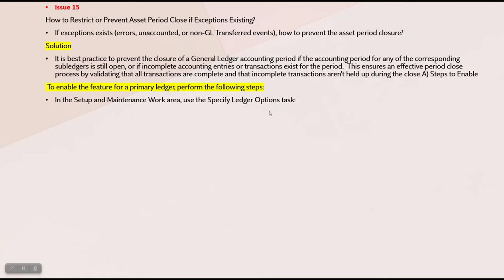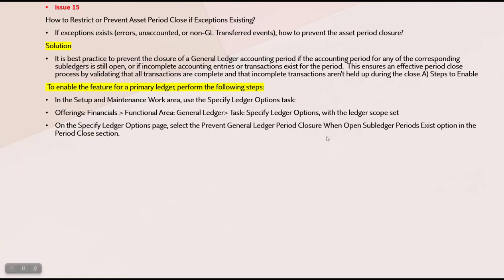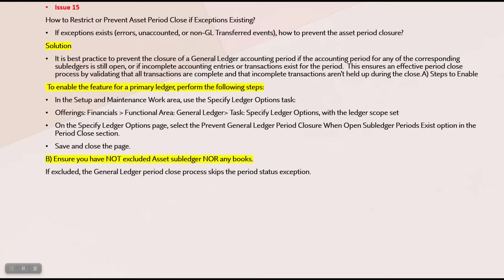Just go to Specify Ledger Options. There is one Specify Ledger Options with the scope of your ledger, and there is one checkbox. You have to select the option Prevent general ledger period closure when open subledger period exists in the period close section. Save and close. Ensure you haven't excluded the asset subledger nor any book. If excluded, the general ledger period close process skips the period status exception.